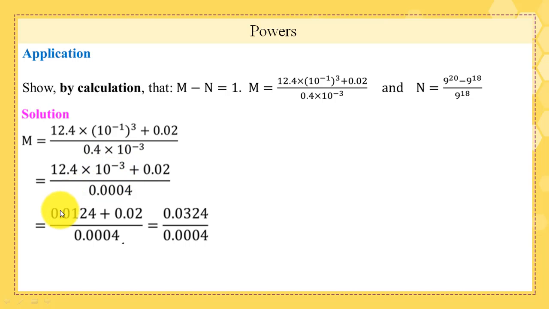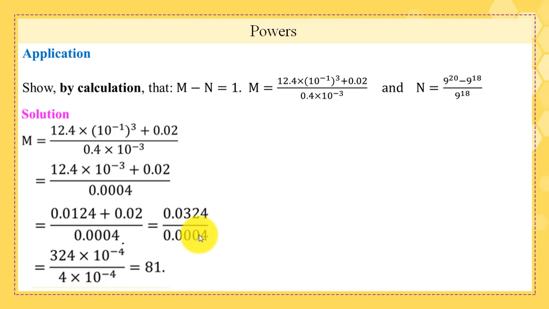So 12.4 times 10 to the power minus 3 equals 0.0124. Then we add 0.0124 and 0.02, and we get 0.0324 in the numerator and 0.0004 in the denominator. Thus, m equals 0.0324 over 0.0004. Now, we remove the decimal points from the decimal numbers. So 0.0324 equals 324 times 10 to the power minus 4.